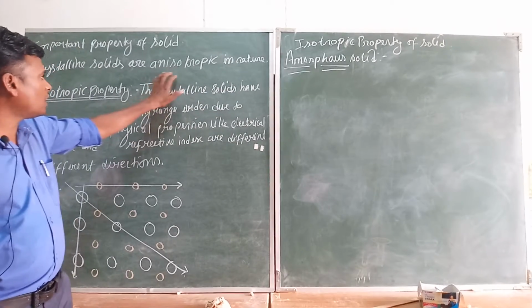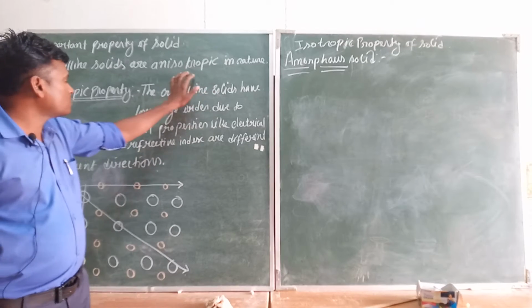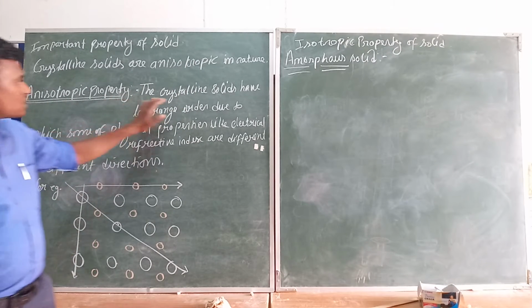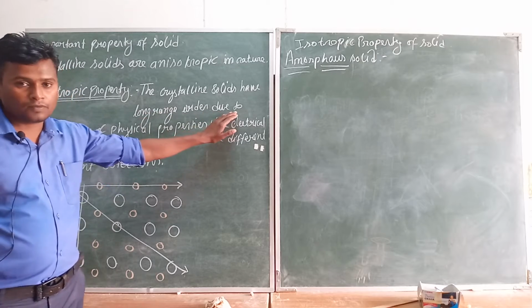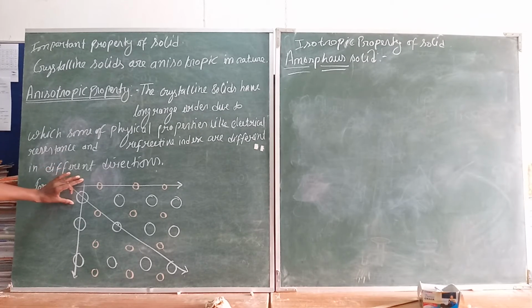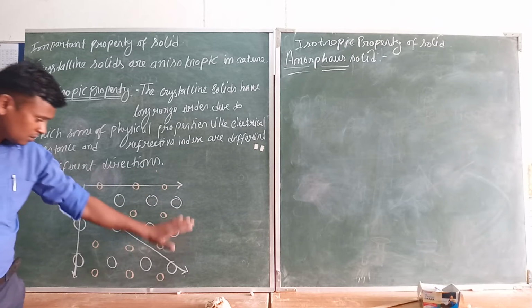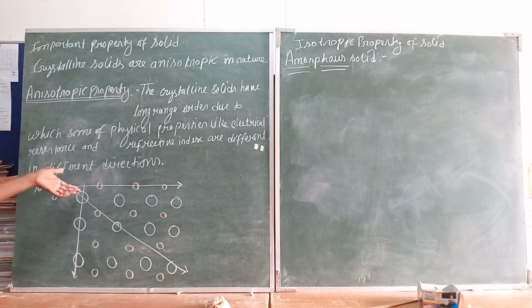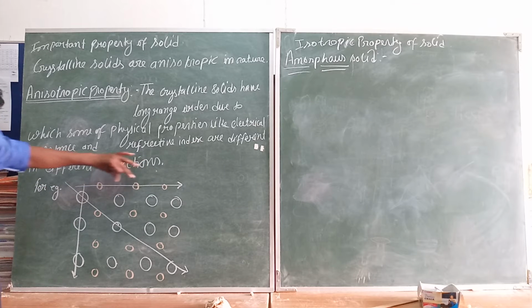So what does anisotropic mean? Anisotropic means that the crystalline solid has long range order. As you know, by the definition of a crystalline substance, these are the constituent particles. Suppose this is our crystal. In this crystal, the particles are like atoms, molecules, or ions. Suppose these may be the atoms.